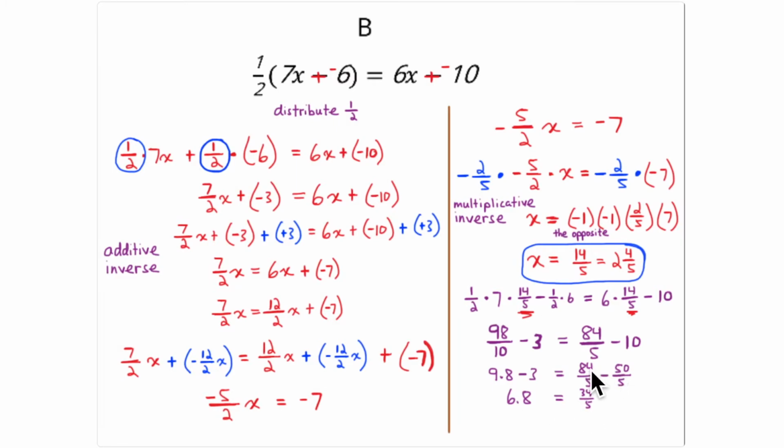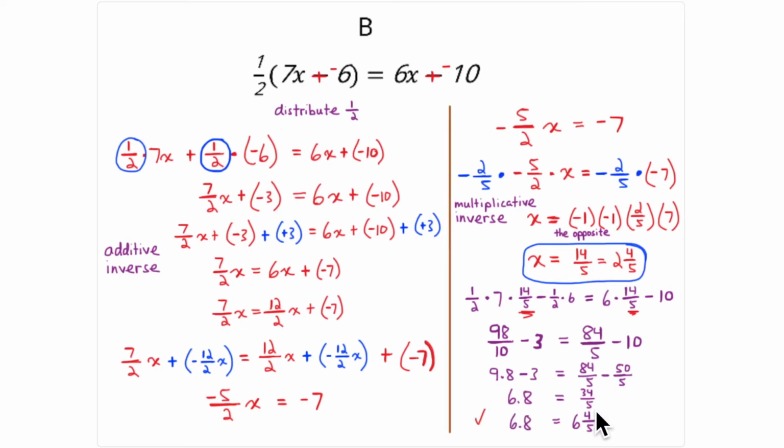On this side, we have 84/5 minus 50/5. I changed this to fifths by multiplying by 5 over 5. So 5 times 10 is 50. 50/5 is equal to 10. So it's 84 minus 50 is 34/5. And 34/5 is 6 and 4/5. 30/5, 30 divided by 5 is 6. You have 4/5 left over.